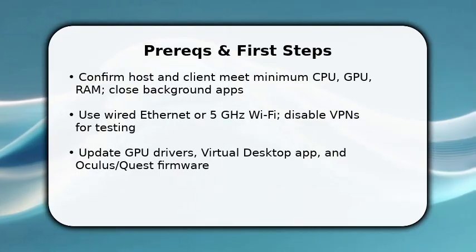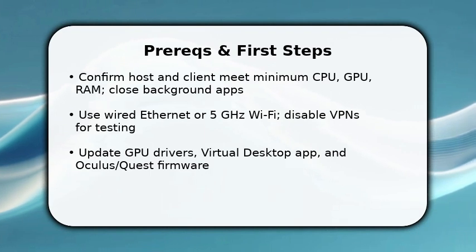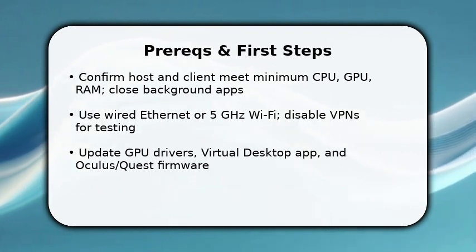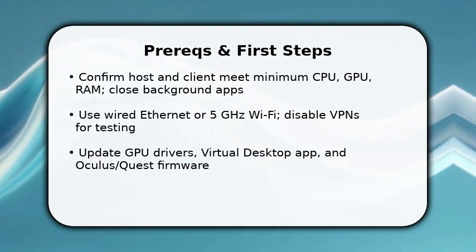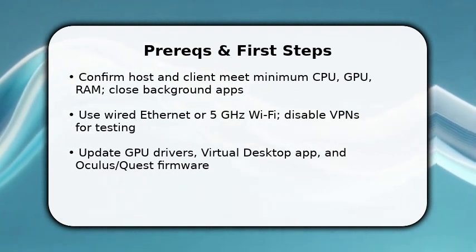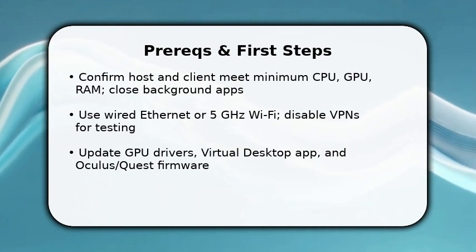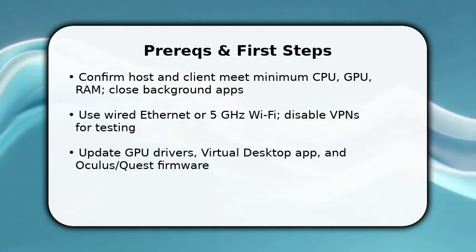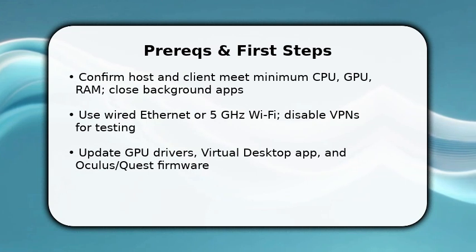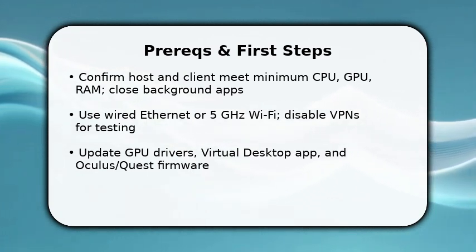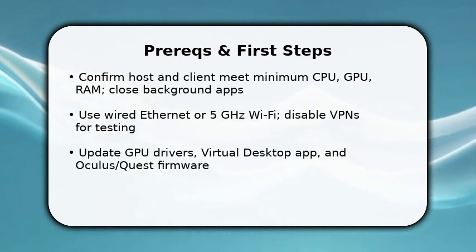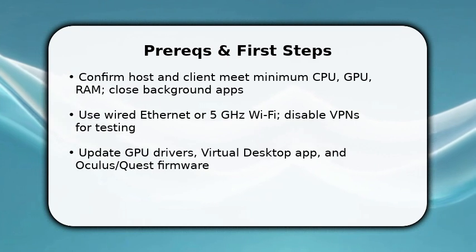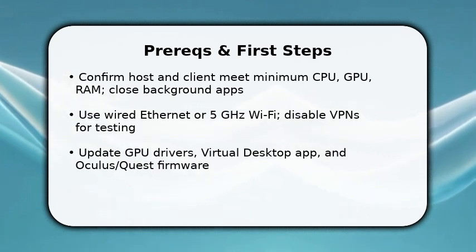You start by verifying the essentials so you're troubleshooting the right layer. Check that both your PC and headset meet performance minimums, then quit non-essential apps to free CPU and GPU headroom. Once done, switch to a wired connection or a solid 5 GHz network and temporarily disable VPNs. Make sure GPU drivers, virtual desktop, and headset firmware are up to date. These updates often include latency and encoder fixes that immediately reduce stutter.